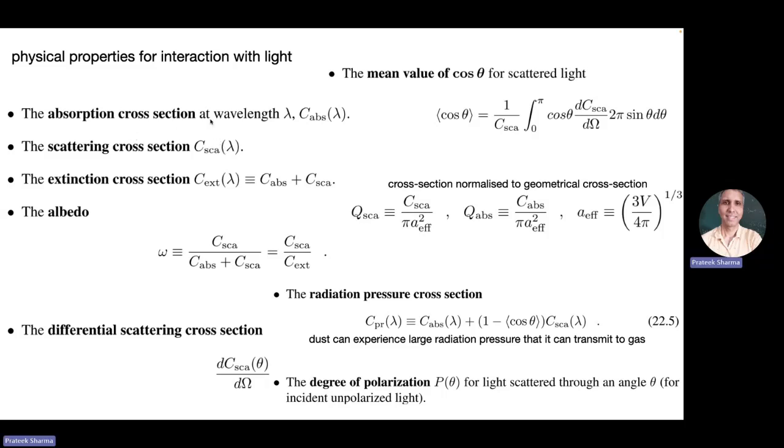So dust grains do both absorption and scattering, and all these properties are functions of lambda. So these are cross sections: absorption cross section, scattering cross section, and the extinction cross section is just the sum of the two, because both absorption and scattering extinct the light from a background source. This is the albedo omega, the ratio of the scattering cross section to the absorption plus scattering cross section, which is this.